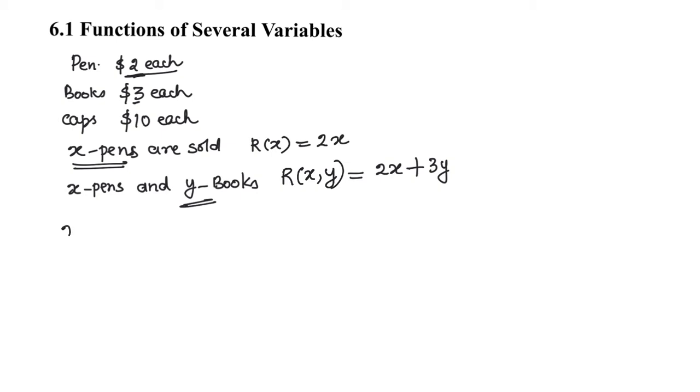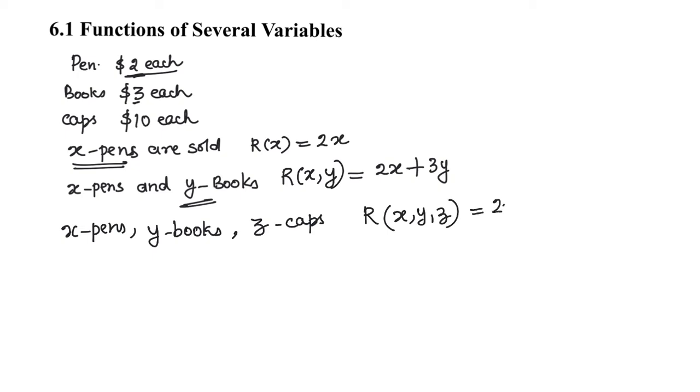Now assume they are selling x pens, y books, and z caps. Then I can express this revenue as a function of three variables x, y, z. It will be 2x plus 3y plus 10z.